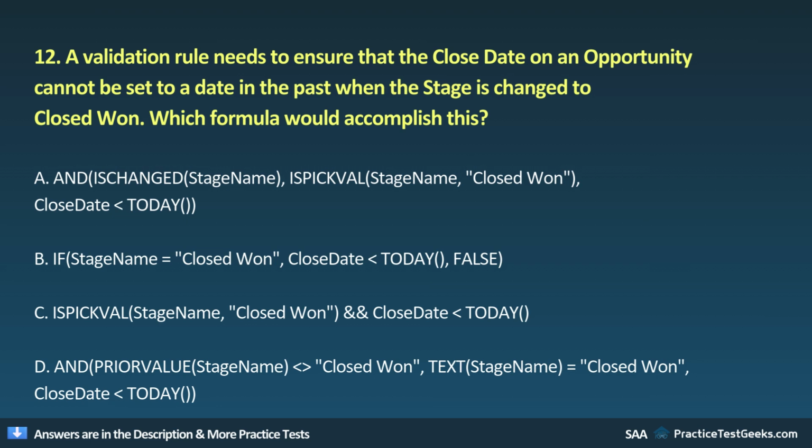12. A validation rule needs to ensure that the close date on an opportunity cannot be set to a date in the past when the stage is changed to closed won. Which formula would accomplish this?